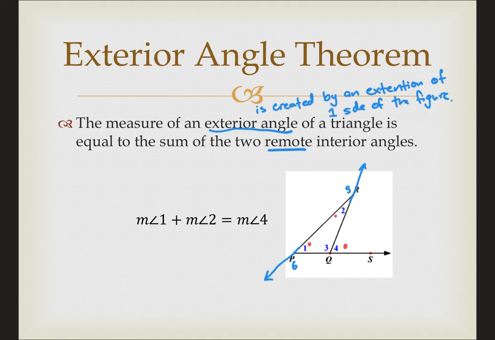Okay, think of a remote island. A remote island is out in the middle of the ocean. There's nothing by it. Angle 1 and angle 2 are remote to angle 4. They're far away from it. Okay, and this is the exterior angle theorem. This one gets used a lot. Sometimes it gets tricky though, especially when we start adding triangles together and there's a lot of triangles in one picture. So really make sure you're paying attention to which angles could be an exterior angle.